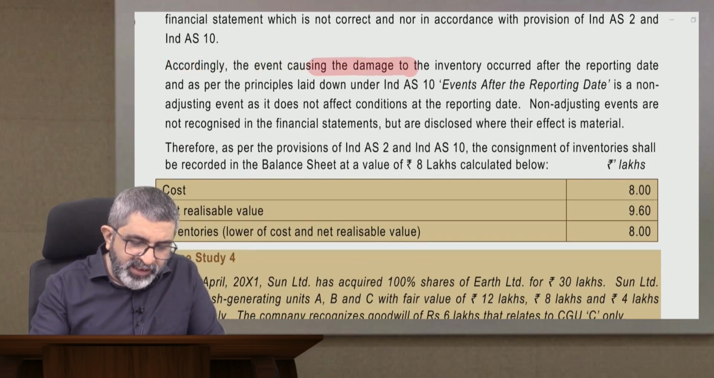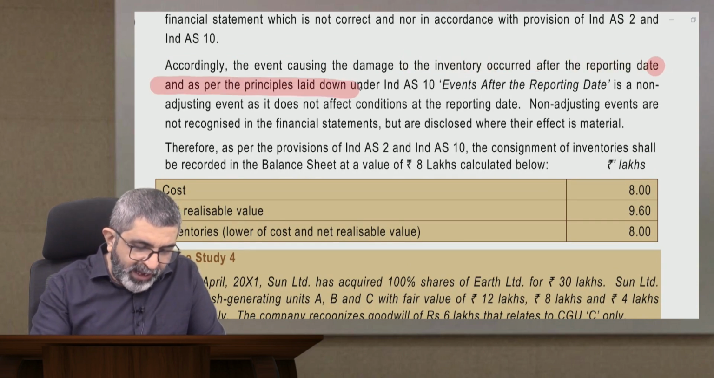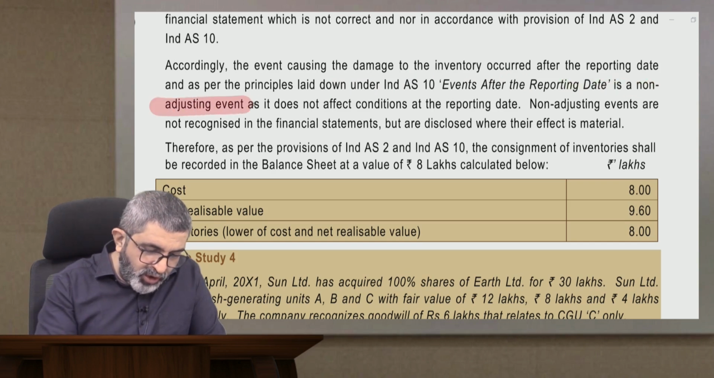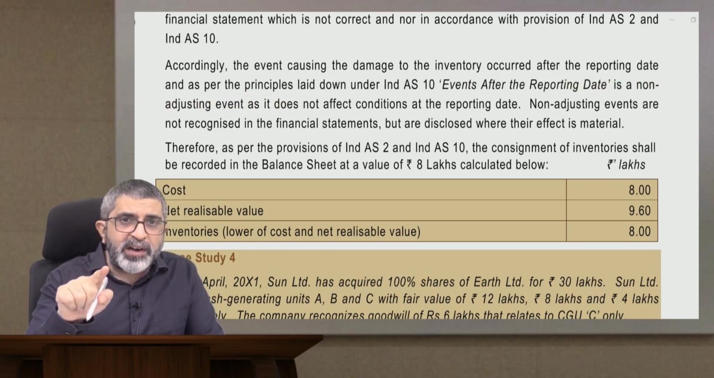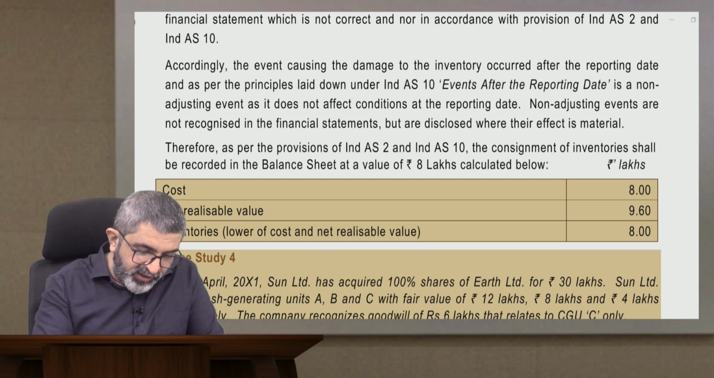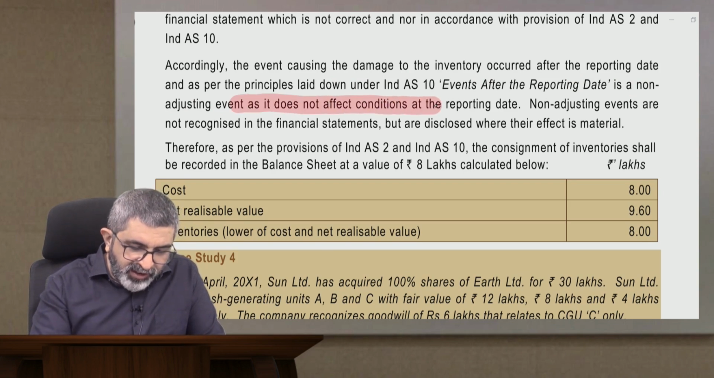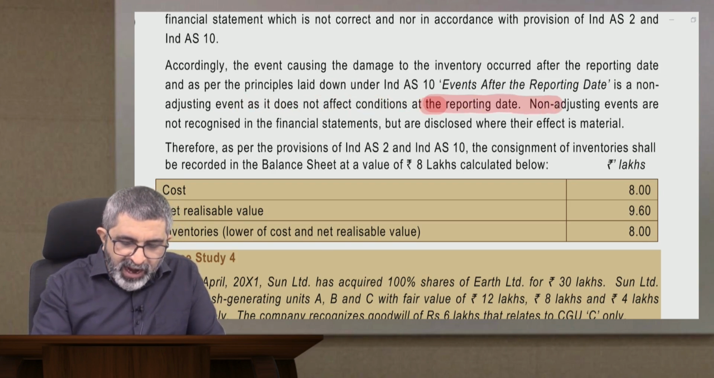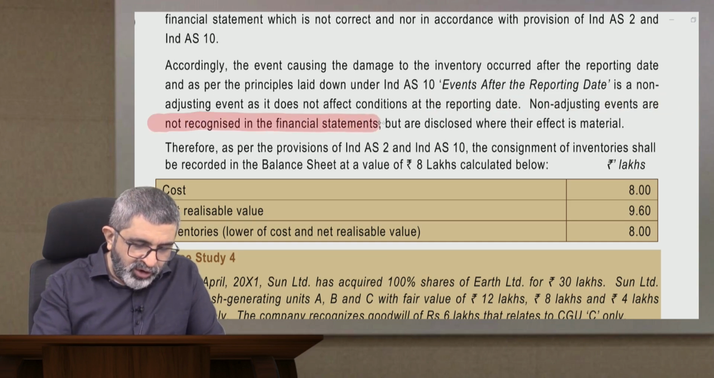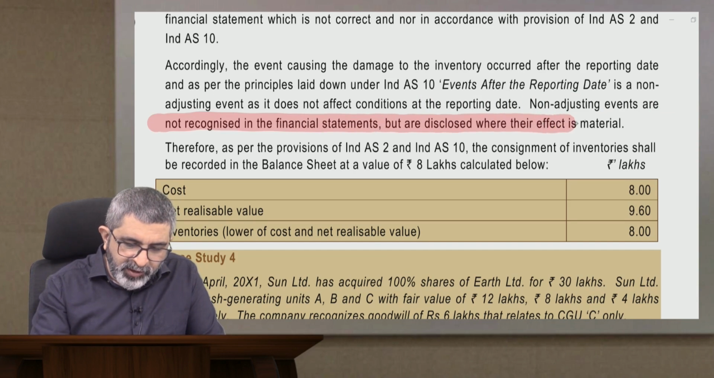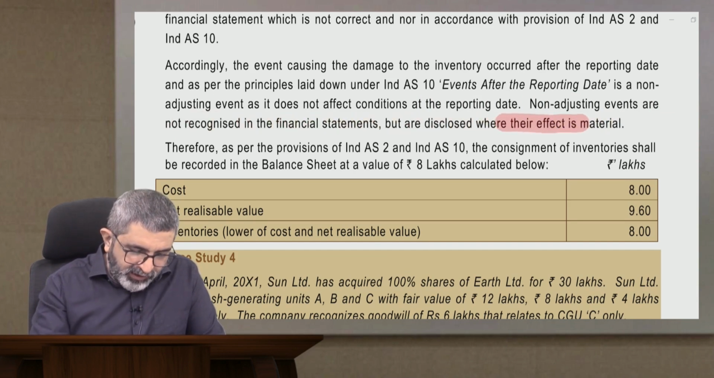Accordingly, the event causing the damage to the inventory occurred after the reporting date as per the principles laid down under Ind AS 10 is a non-adjusting event. That was the fundamental issue, that it was a non-adjusting event, as it does not reflect conditions at the reporting date. Non-adjusting events are not considered in the financial statements but are disclosed where there is a material effect.